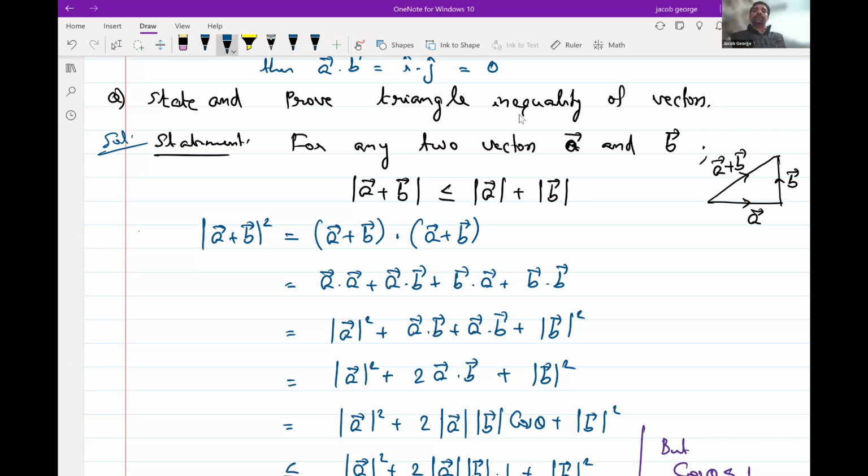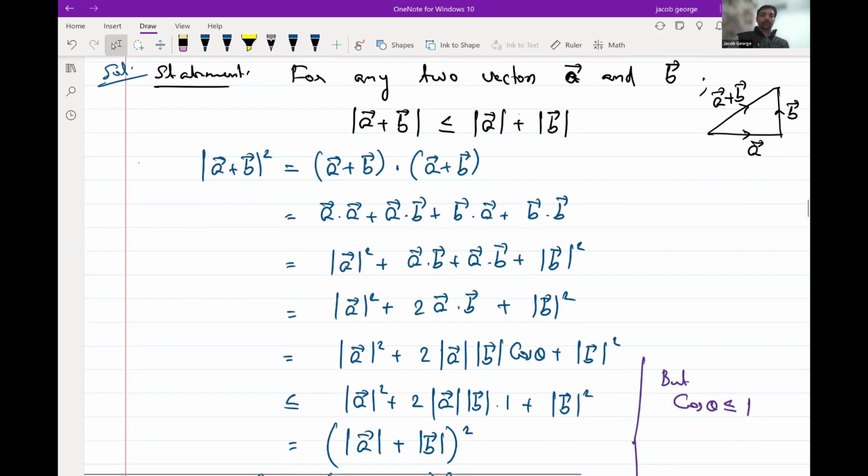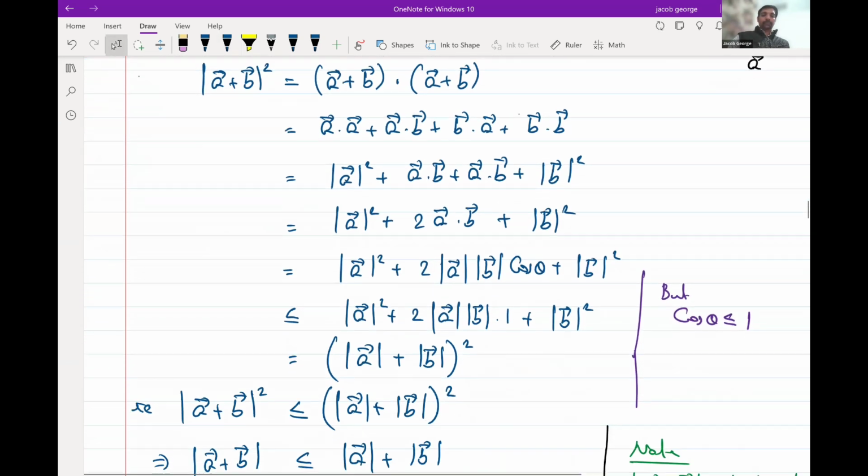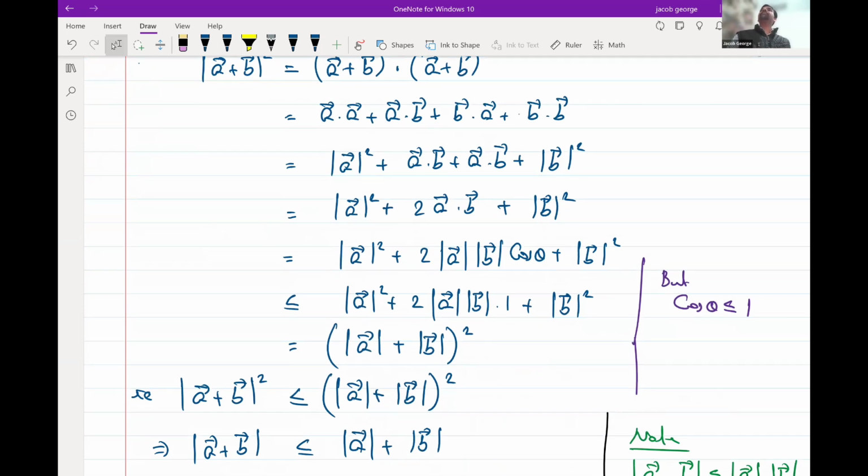For any two vectors, vector A and vector B, this is a statement. Magnitude of vector A plus vector B is less than or equal to magnitude of vector A plus magnitude of vector B. So understood how to simplify this one? And clear, right? All these notes you have, right? Yes.